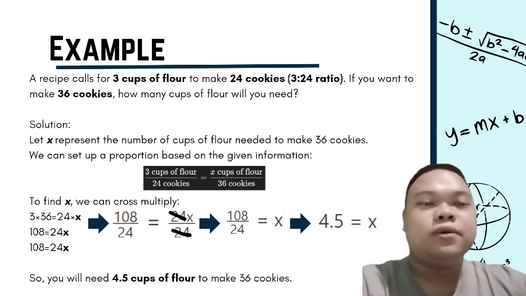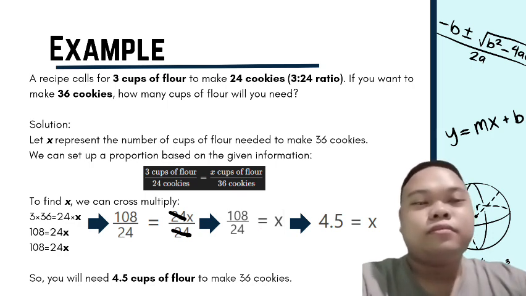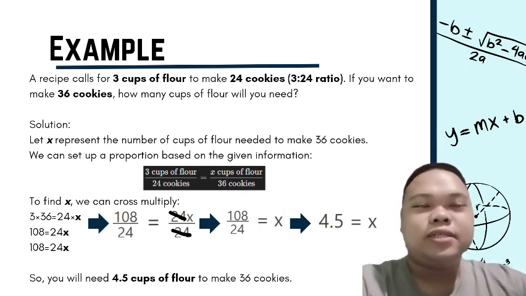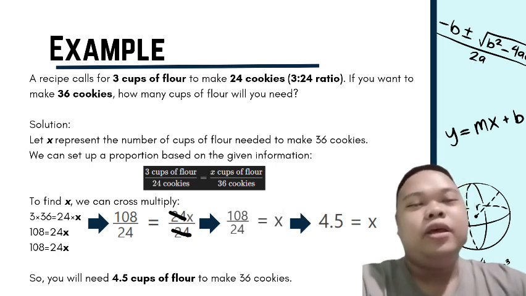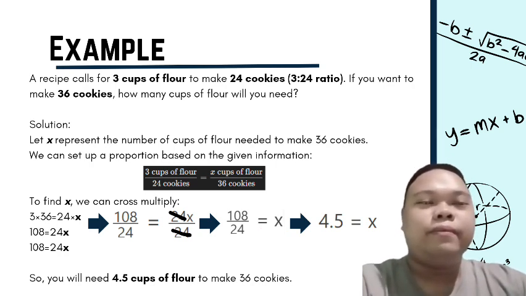To find x, we can cross multiply. So you will be left with 3 times 36 is equal to 24 times x. Next will be 108 is equal to 24x. The next step would be dividing 24 over 24, so we will be left with x.